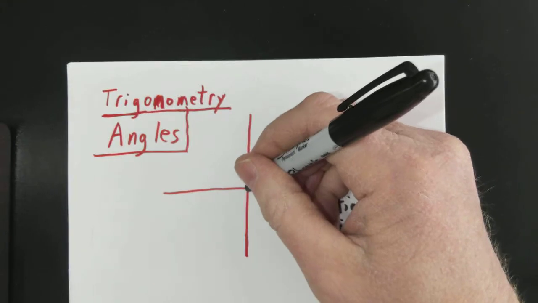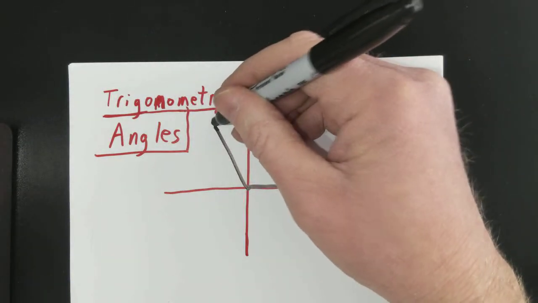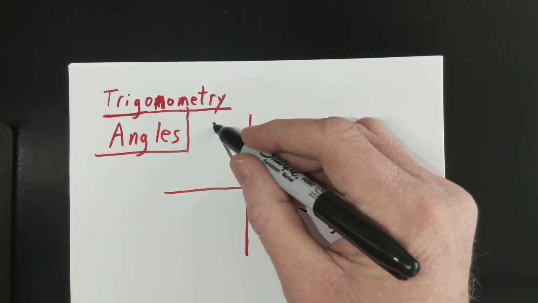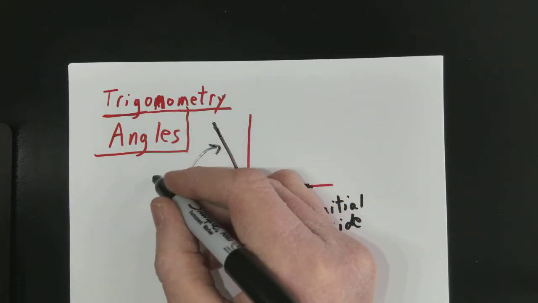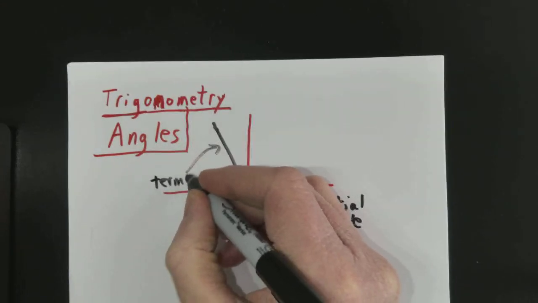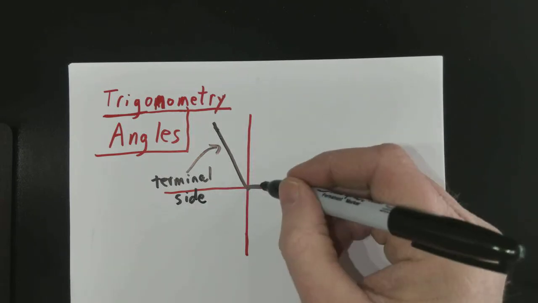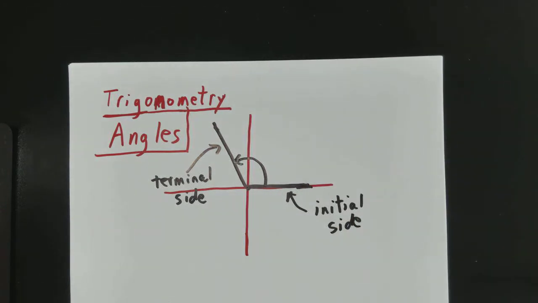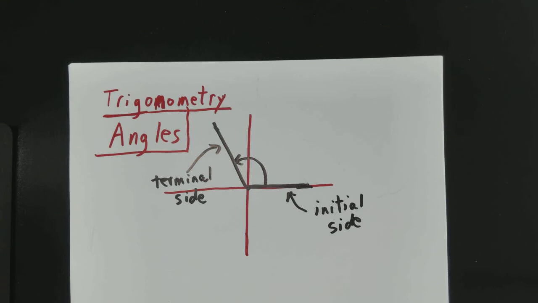And let me just draw it somewhere out here in the second quadrant. This side of the angle is called the terminal side of the angle. And in our positive direction, when we measure the angle, we measure from the initial side to the terminal side. Okay.